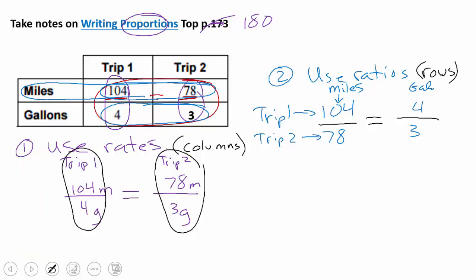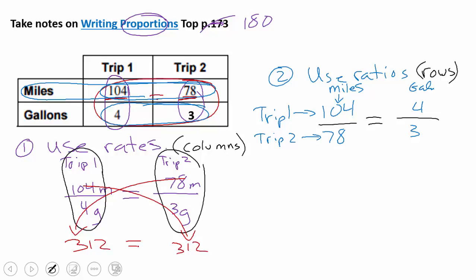Now let's make sure that these really are in fact proportions. If I use my cross products, that's my go-to with my proportions. I multiply 104 times 3, I get 312. I multiply 78 times 4, I get 312. Those are equal. So yes, in fact, we do have a proportion.